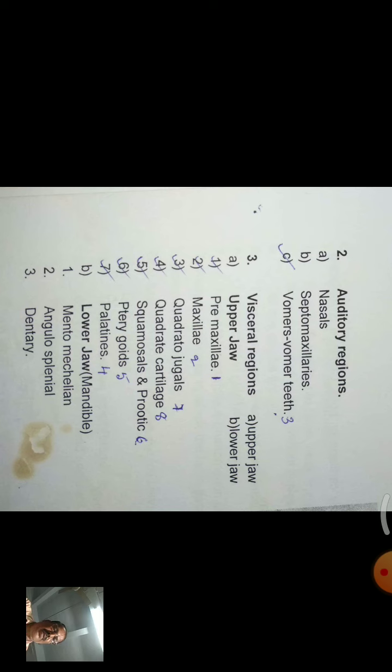Second one, lower jaw. The lower jaw, otherwise called the mandible, consists of parts like mentomeckelian, angulosplenial, and dentary. So the lower jaw or mandible consists of mentomeckelian, angulosplenial, and dentary bones.